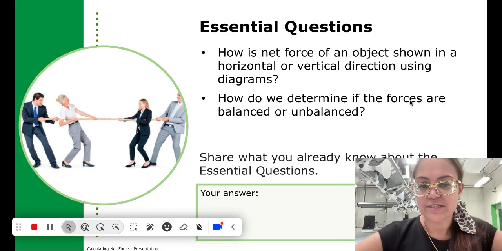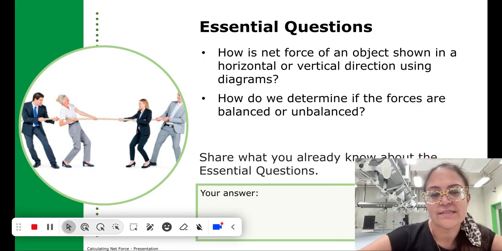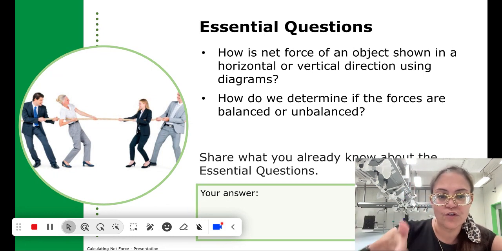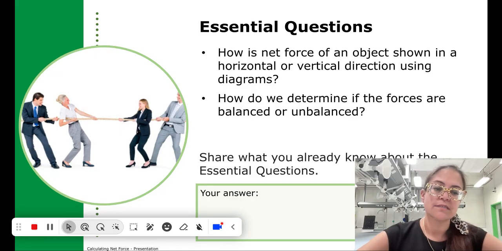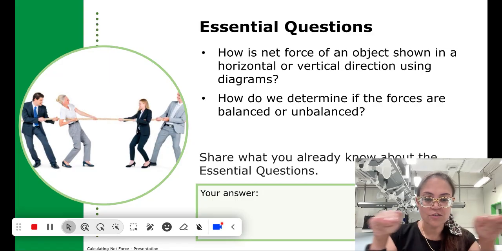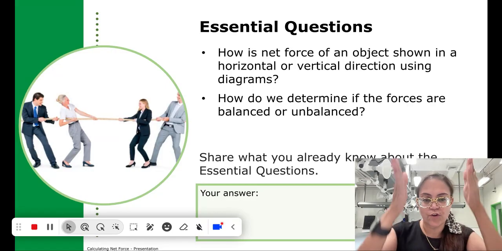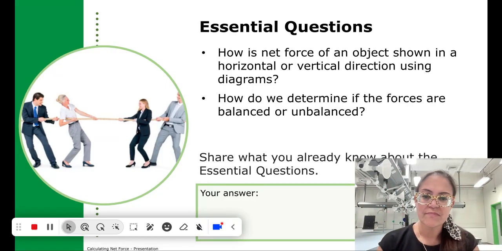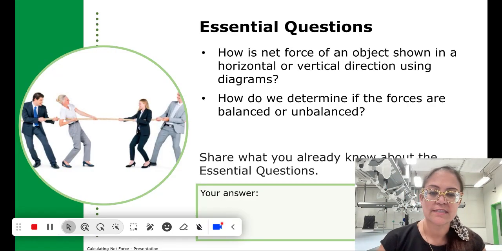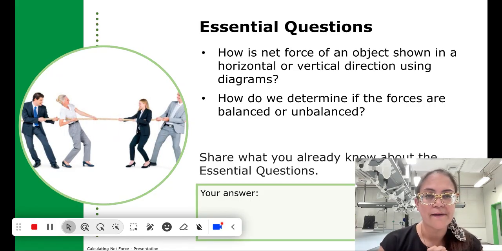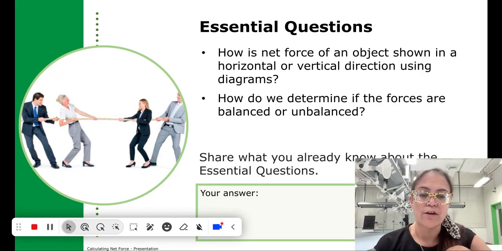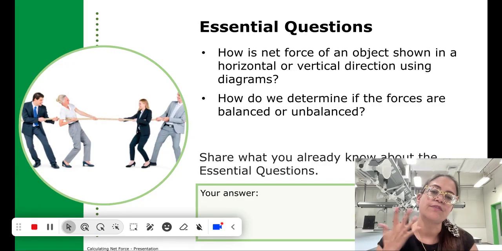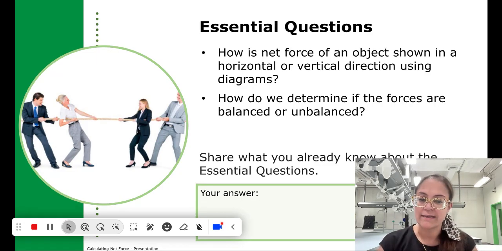So our essential questions for today's lecture are: how is net force of an object shown in horizontal or vertical direction using diagrams? Remember that the word horizontal means side by side and the word vertical means up and down. And how do we determine if the forces are balanced or unbalanced? Share what you already know about the essential questions. So think about those questions and just think about the things you already know. I'm not going to make you write those down.